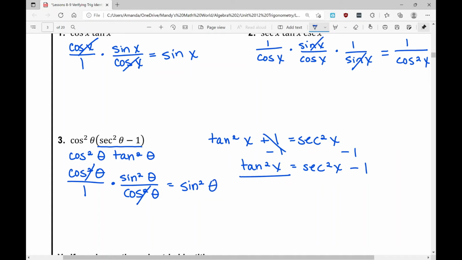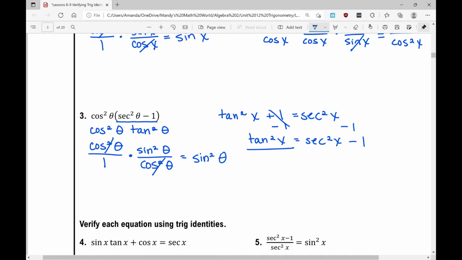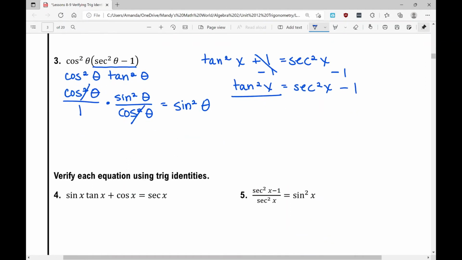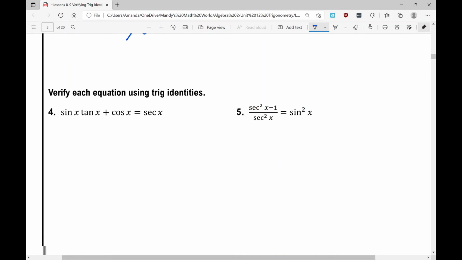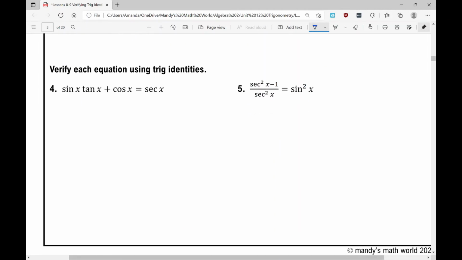And we've simplified it. So now let's move on to the examples where we're actually verifying each equation using the trig identities. So up top, what we just did in examples 1 through 3 was we simplified expressions.